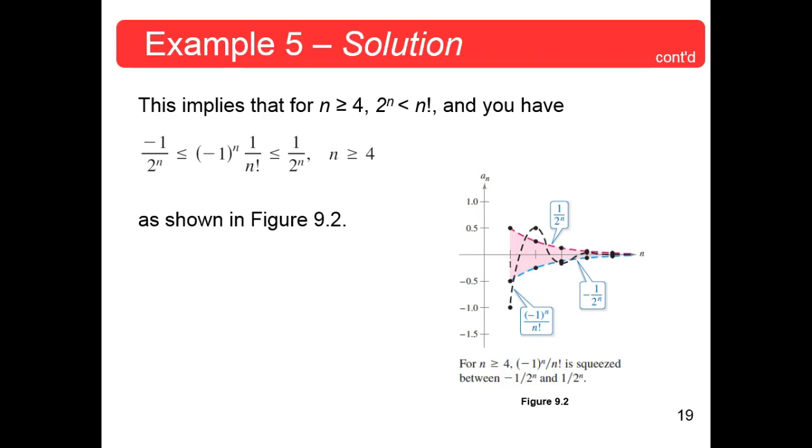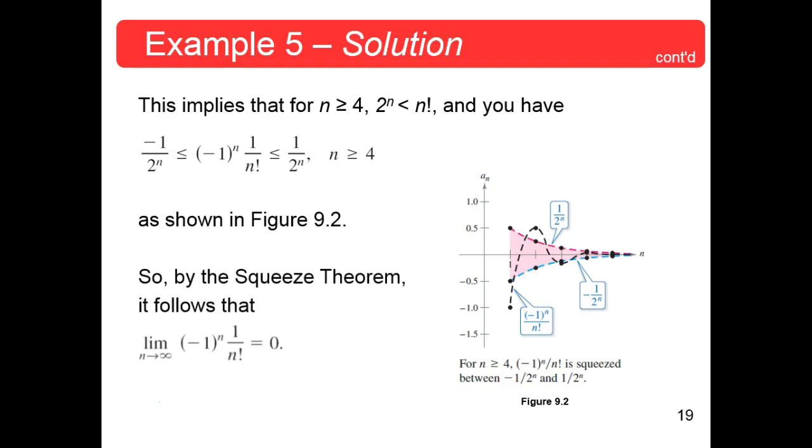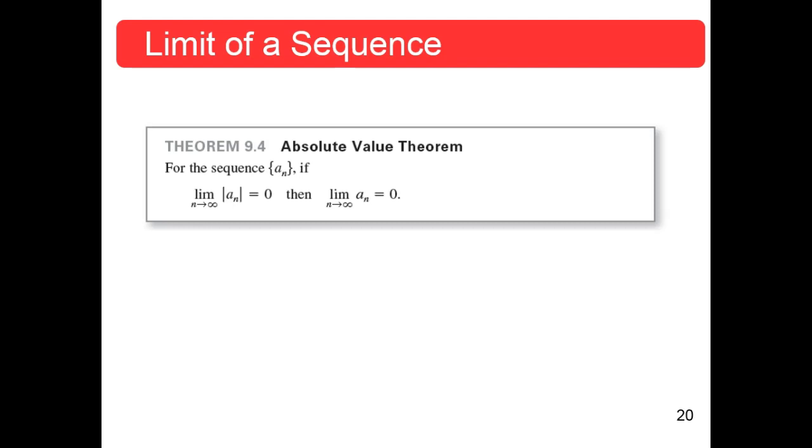Actually, I don't know why you couldn't have done positive 1 over n factorial, negative 1 over n factorial. It'd have been a lot easier to show. But fine, they still work. Okay. So by the squeeze theorem, it follows that the limit of the one in between the two has to be going to 0 as well.